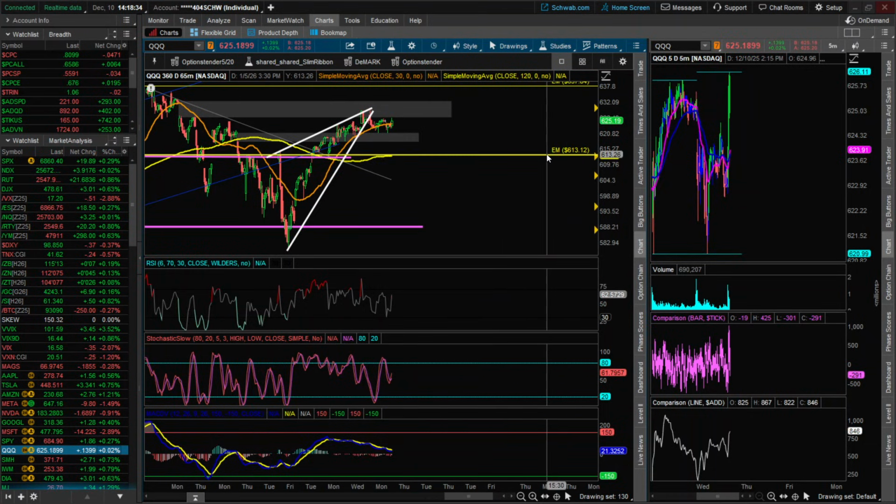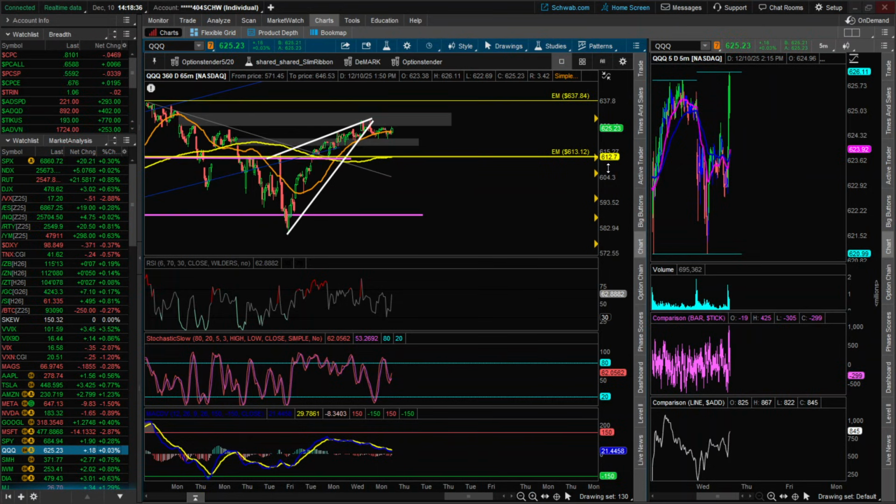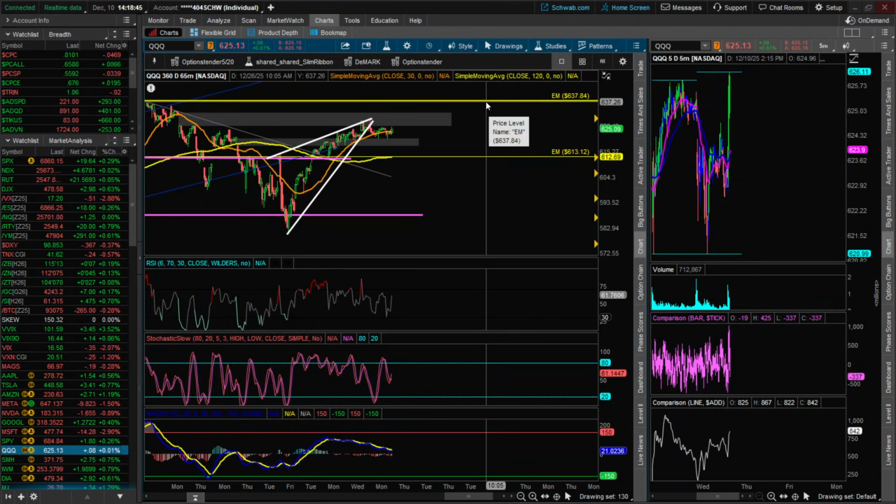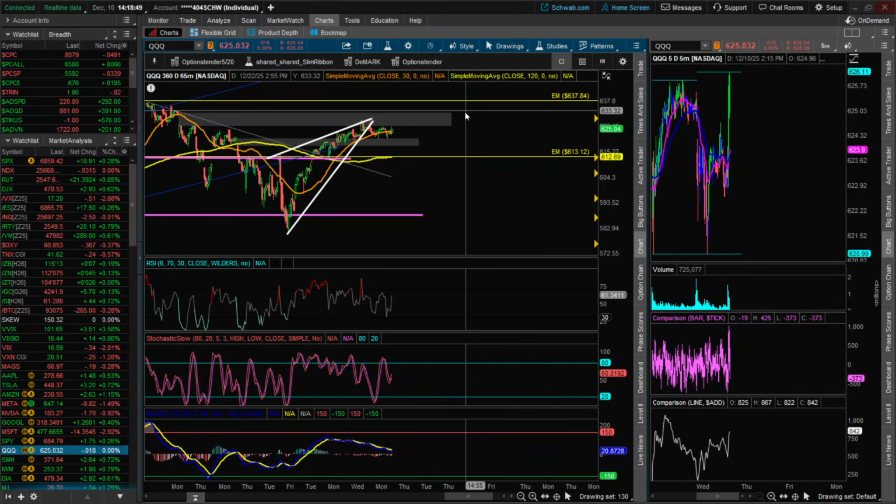These are the options expected moves. I give these out to you for those $5 members. Okay, here's 613 on the downside. We have those puts for Friday, and we have 637.84. We have that strike price to the upside for hedges.